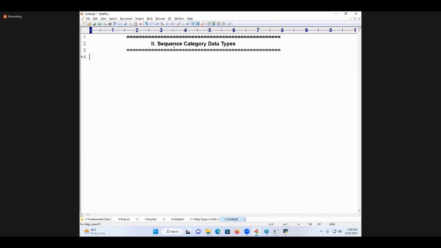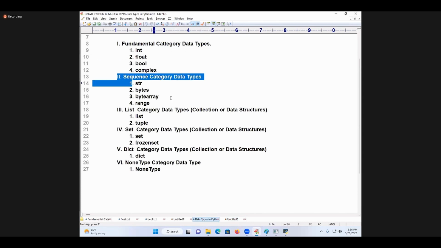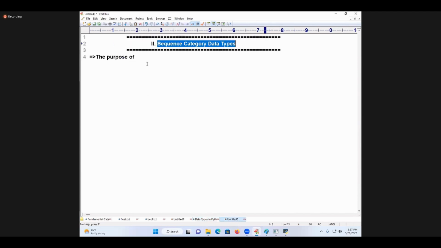What is the purpose of the sequence category data type? It is the most important. Once the categories of data types increase, a lot of meaning comes across and a lot of Pythonism is going to increase inside of it. That's why follow carefully. The purpose of the sequence category data type is to store what values? Sequence of values.